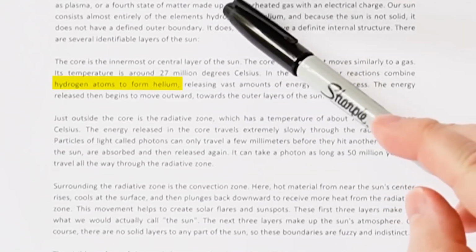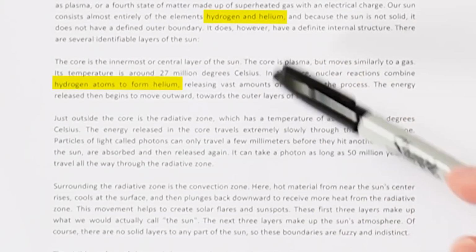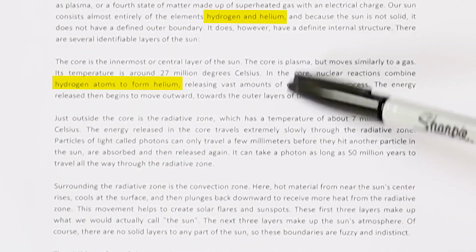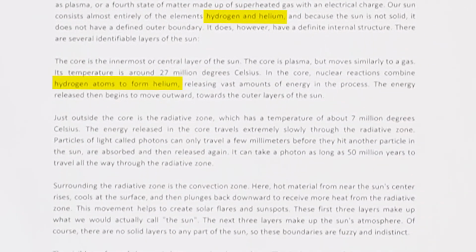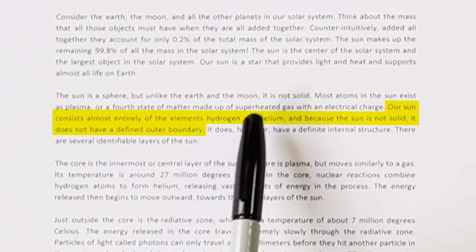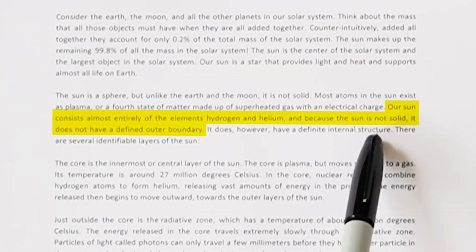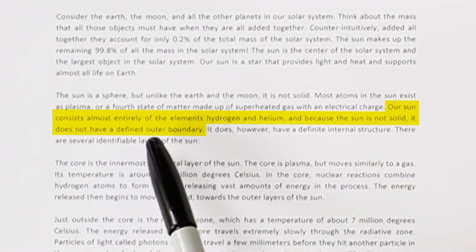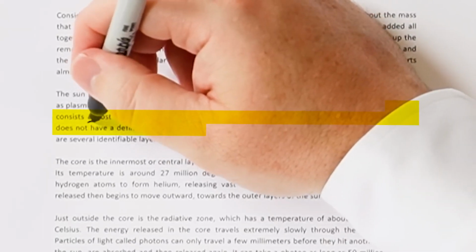They also talk about hydrogen and helium up here. So what I would do is I would read these two very carefully to decide which is correct. Our sun consists almost entirely of the elements hydrogen and helium, and because the sun is not solid, it does not have a defined outer boundary. So the key word there is almost.